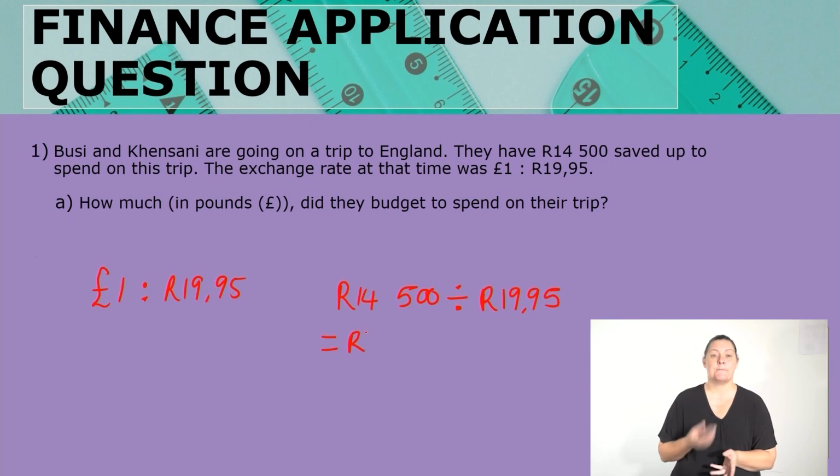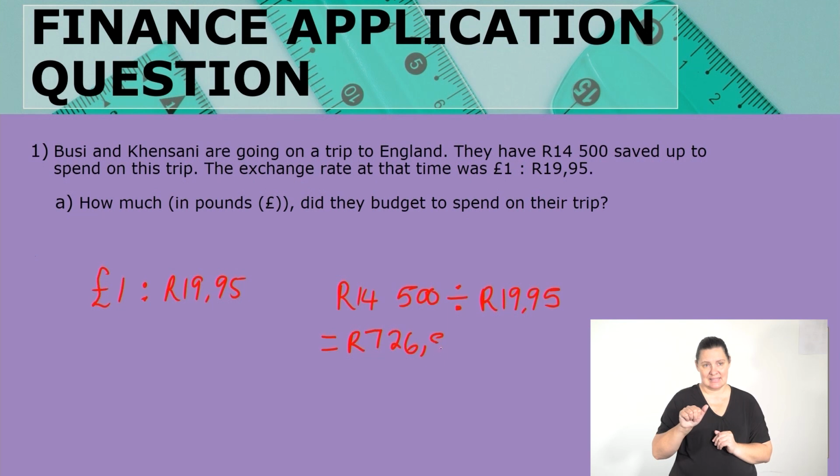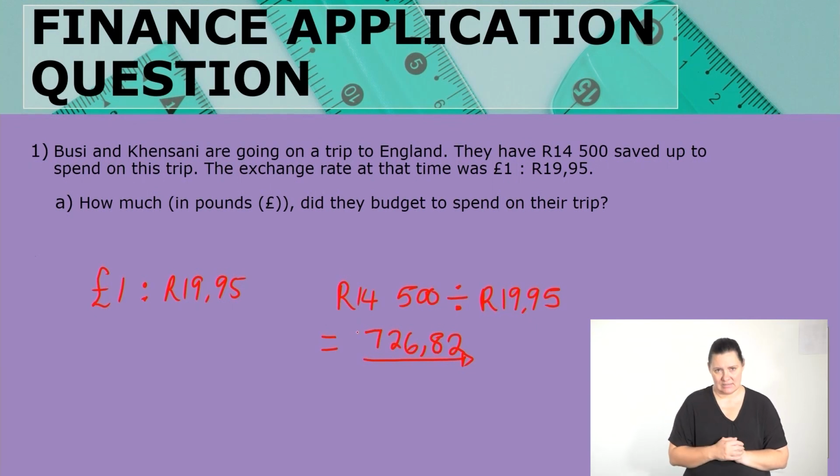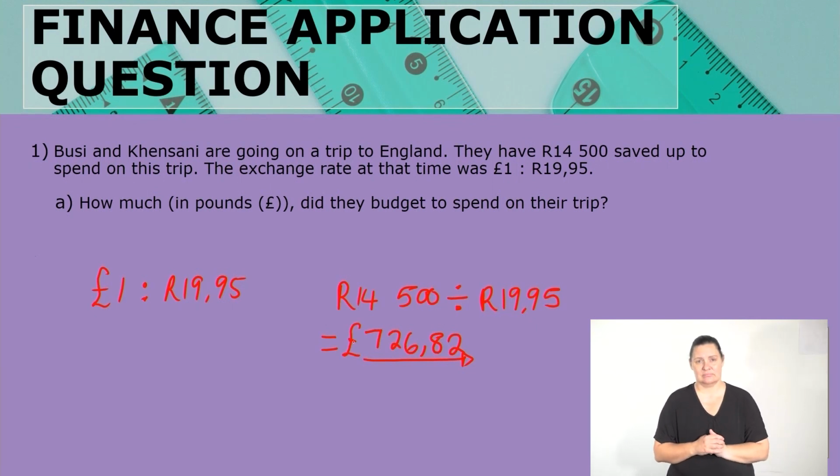Well, if you have 726 on your calculator with 82 cents, then it means you are correct. That is not rands, that will be the pounds. So remember, we are taking the rands to the pounds. When we convert that, it will be 726.82 in pounds. Okay.